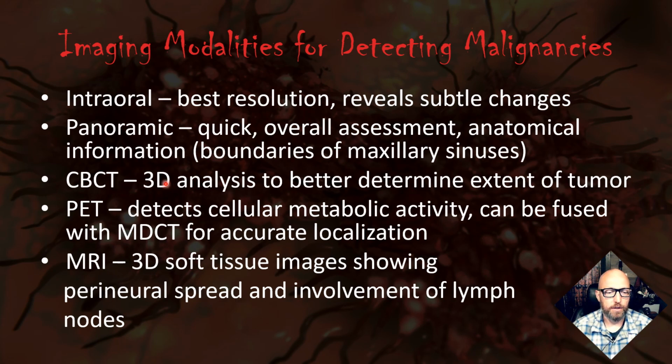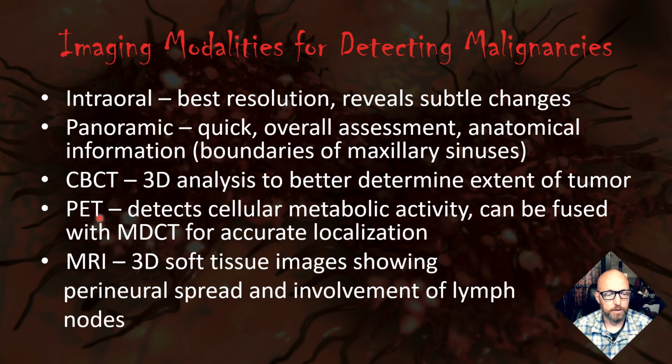CBCT, the benefit of this is the 3D analysis, to better determine the extent of the tumor. To some degree, you can see the soft tissue extent, but if you really need to see soft tissue extent, you're going to want to go with one of the medical modalities. Medical CT or multi-slice detector CT can show soft tissue extent better than cone beam CT, and MRI is the choice for soft tissue. It really delineates various soft tissue from others, and so it can show perineural spread, involvement of lymph nodes.